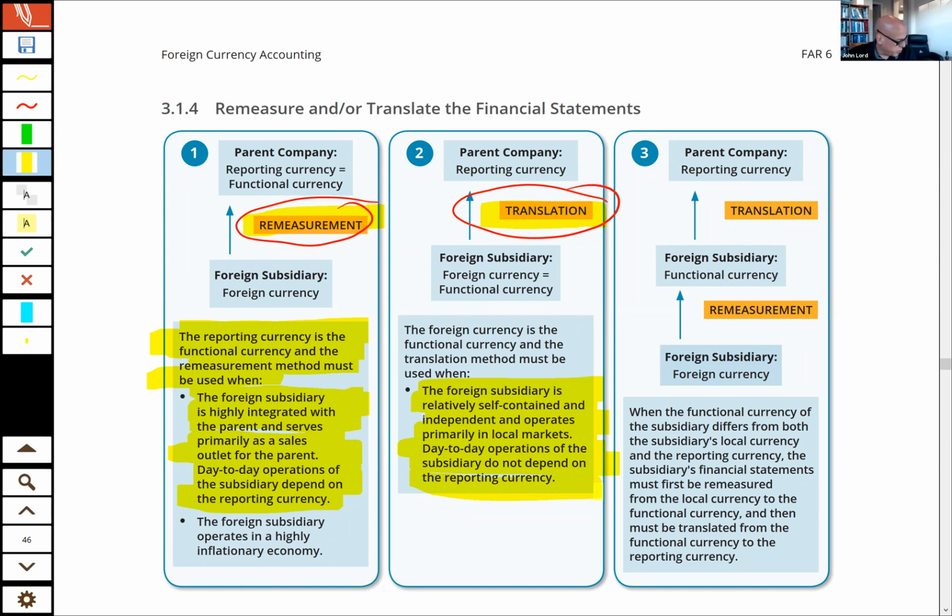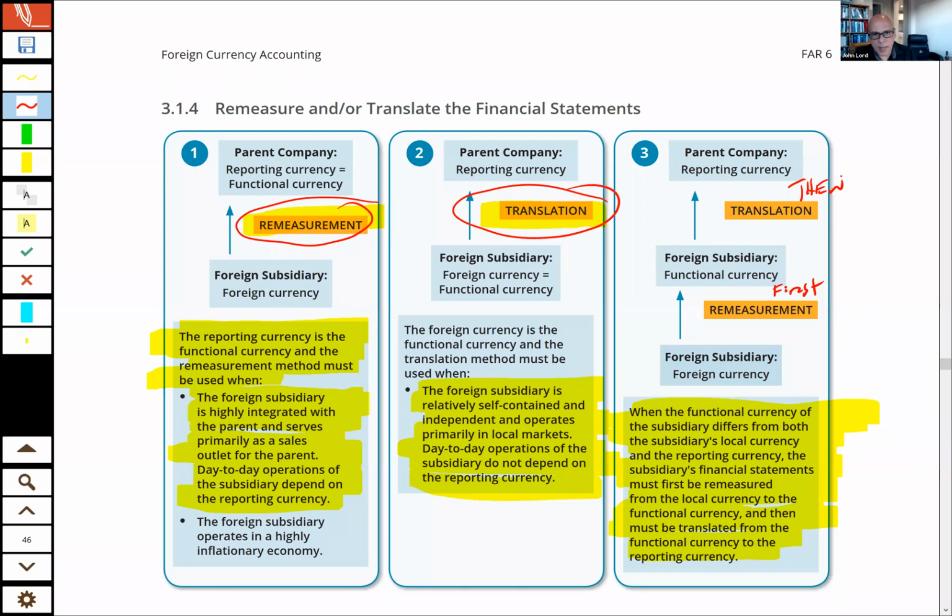Now, I'm not going to show you the slide that I have for the three-country example, our third scenario, but I think you can imagine what's going on without a specific example. So let's take a look. When the functional currency of the subsidiary differs from both the subsidiary's local currency and the reporting currency, the subsidiary financial statements first need to be remeasured from local to functional, and then must be translated from the functional to the reporting currency, which is always the US dollar on the CPA exam. So what are you going to do? First, you remeasure, then you translate.